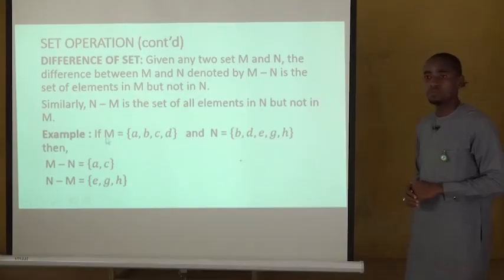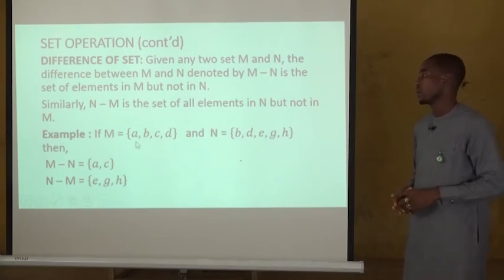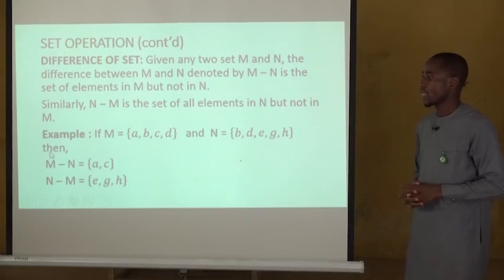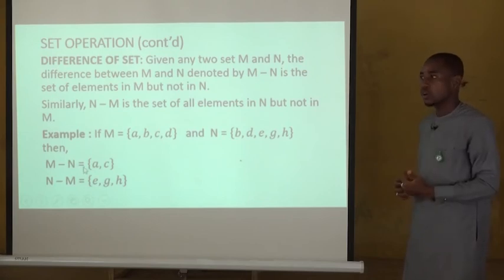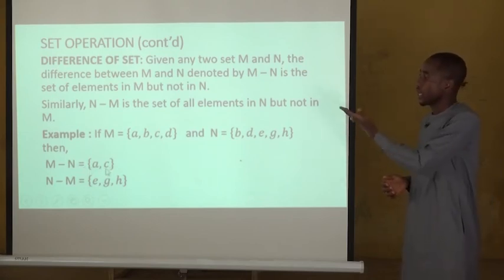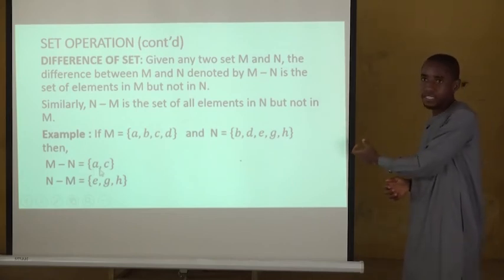For example, if M is a set with the following elements A, B, C, and D, another set N with elements B, D, E, G, and H, then M minus N, that is the difference between M and N, we said is the elements that are in set M but are not in N. If you observe this, you will see that A and C are in set M but are not in set N. Therefore, M minus N is a set of elements A and C, because A and C are in set M but are not in set N.